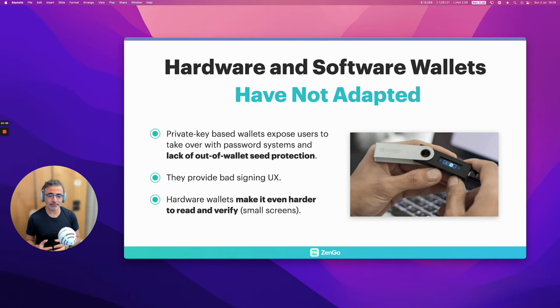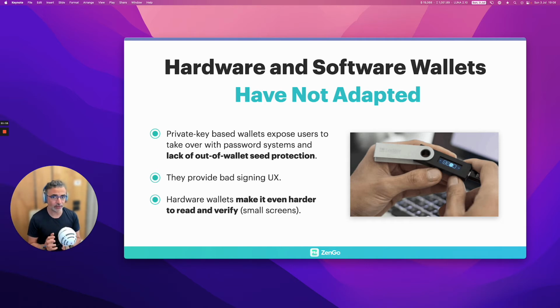Private key-based wallets, traditional wallets, are exposing their users to the takeover of their private key, because even though the private key may be protected in the wallet, the out-of-wallet seed protection is up to you, right? So whatever you do with your seed phrase outside of the wallet is really up to you. And so if you give it away during a phishing expedition, this is your problem. It is not related to the wallet that you are actually using. And this is why all wallets are telling you that you are in trouble if you're giving away your private key. So private key based wallets are not providing out of wallet seed protection. They are also providing bad signing user experience.